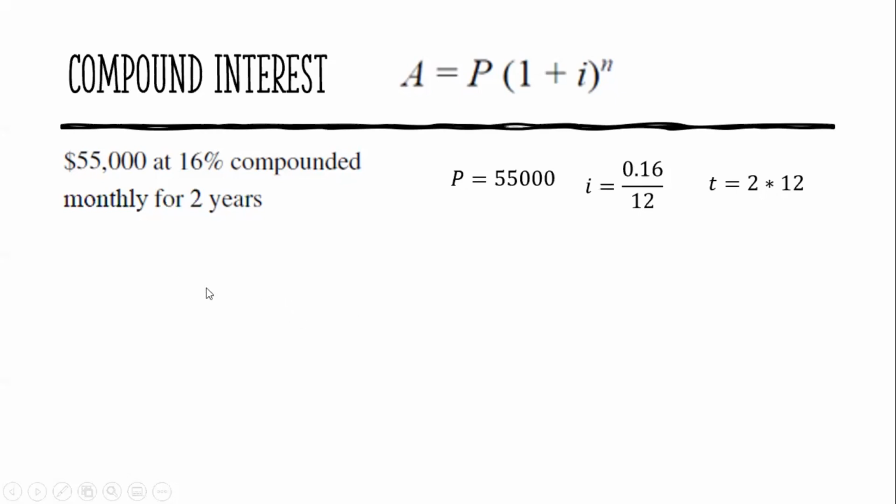So here comes my formula. It's the 5,500, 1 plus 0.16 over 12 being raised to the power of 24. 100%. So Jad, talk to me. Give me a number.